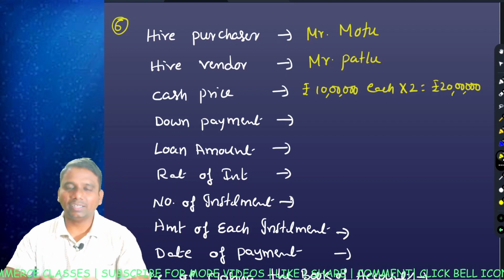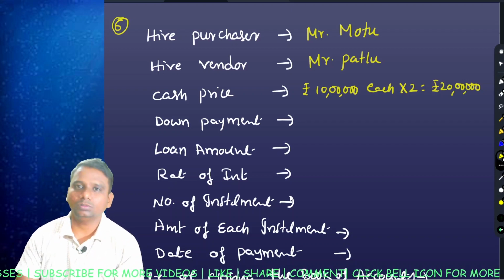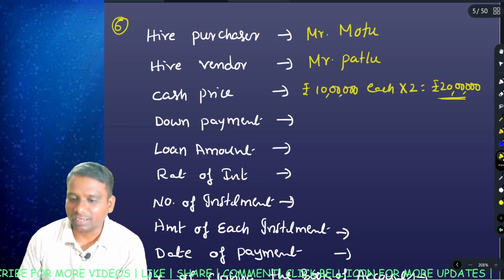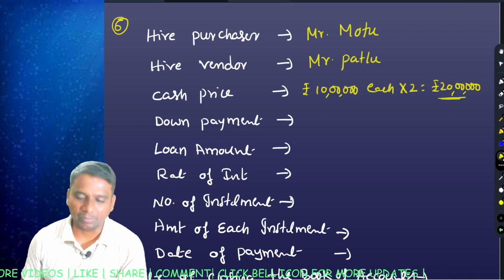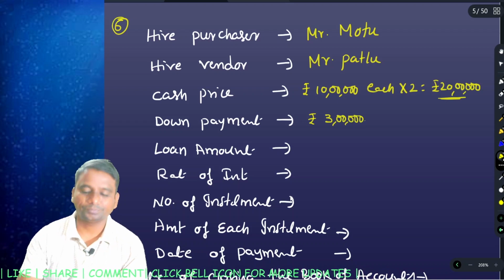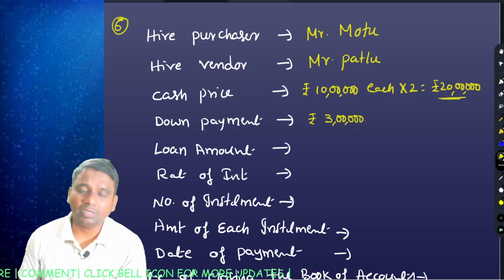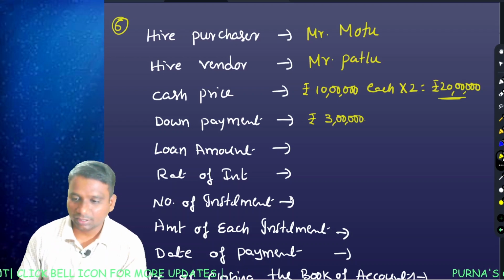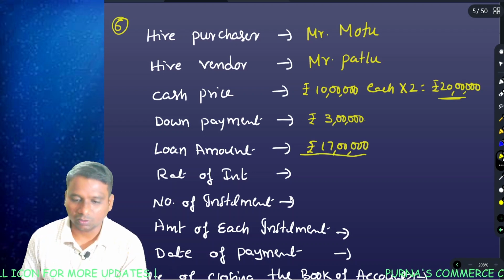If Mr. Motu would like to buy this asset by paying total cash, he has to pay 20 lakhs. But Mr. Motu would like to buy on hire purchase basis, so he is not paying the total amount. Initially he has to pay some down payment. Let us assume he is paying 3 lakhs rupees down payment. The cash price is 20 lakhs. Now tell me, what is the remaining amount payable? 17 lakhs. That amount is nothing but the loan amount.